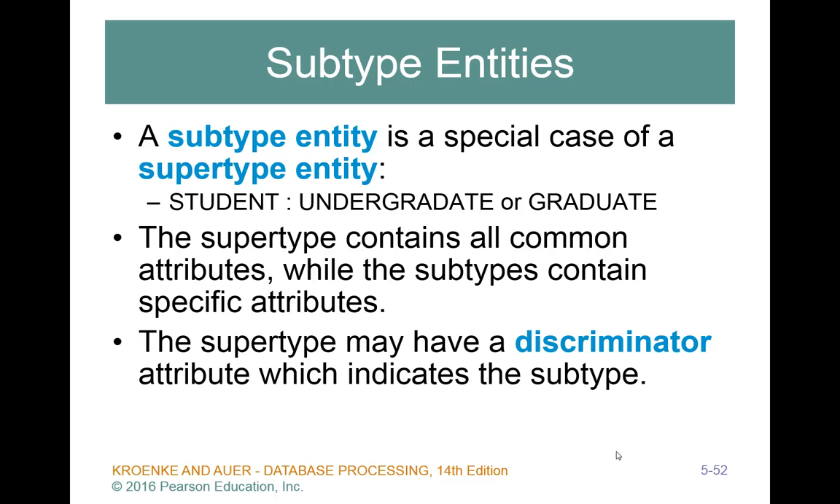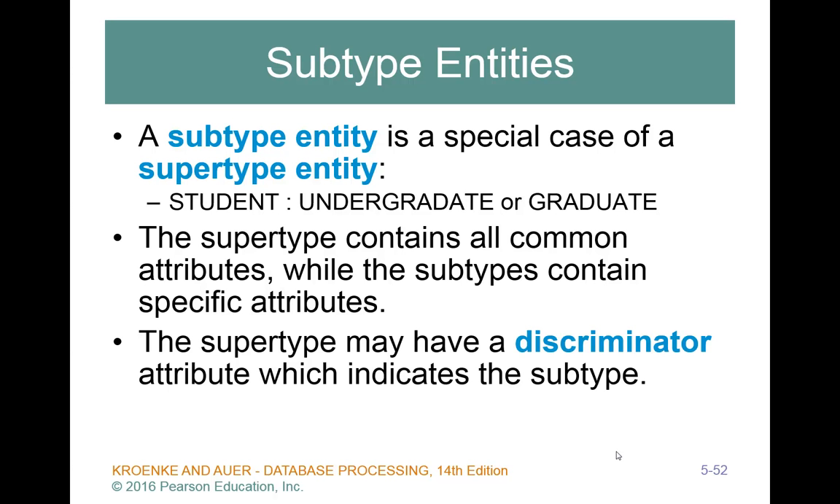Another type of relationship we need to talk about is subtype entities. This was introduced in the extended ER model, but a subtype entity is a special case of another entity called its supertype. So in our examples here, just like a student can be an undergraduate student or a graduate student, those would be considered subtypes of the supertype student.